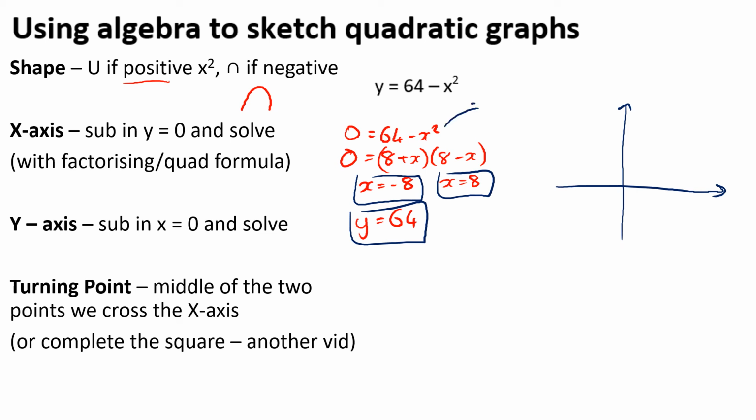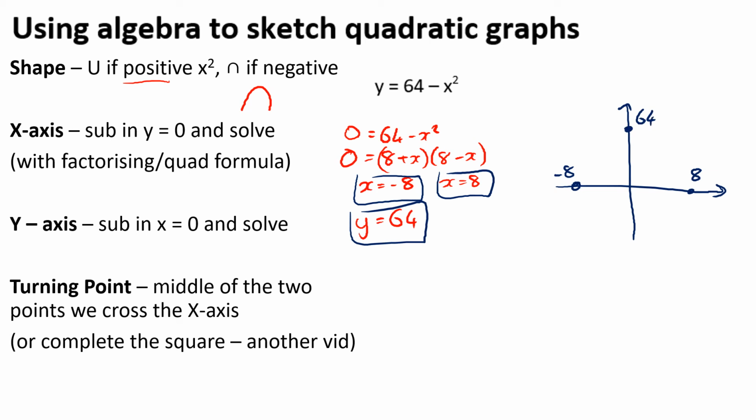Another way of solving this from here is we could have just taken the x squared across, said x squared equals 64, square rooted, and got that we go through at plus and minus 8. But factorizing still works. So if we mark those points down, we've got minus 8 and 8, and we go through the y-axis, not down there, up here, 64. Nearly made the mistake myself.